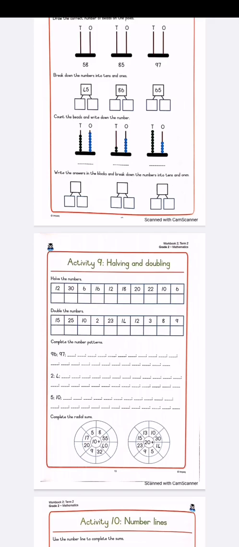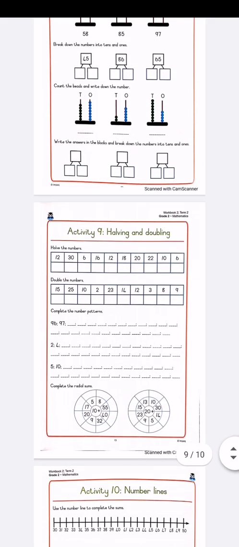Then double the numbers. Remember when you double the number, you add that same number 2 times. So 15 plus 15 is 10 plus 10 is 20. 5 plus 5 is 10. And 20 plus 10 is 30. So the answer for the double of 15 is 30.